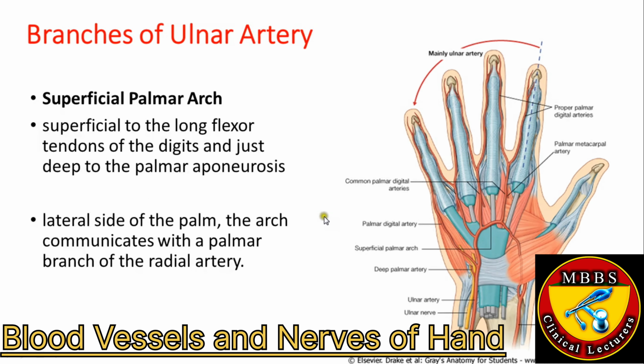Branches of the ulnar artery, superficial palmar arch. This is the superficial palmar arch which is forming over here. It is present superficial to the long flexor tendons of the digits, and just deep to the palmar aponeurosis. On the lateral side of the palm, the arch communicates with the palmar branch of the radial artery. This is the arch which communicates with the palmar branch of the radial artery on the lateral side.